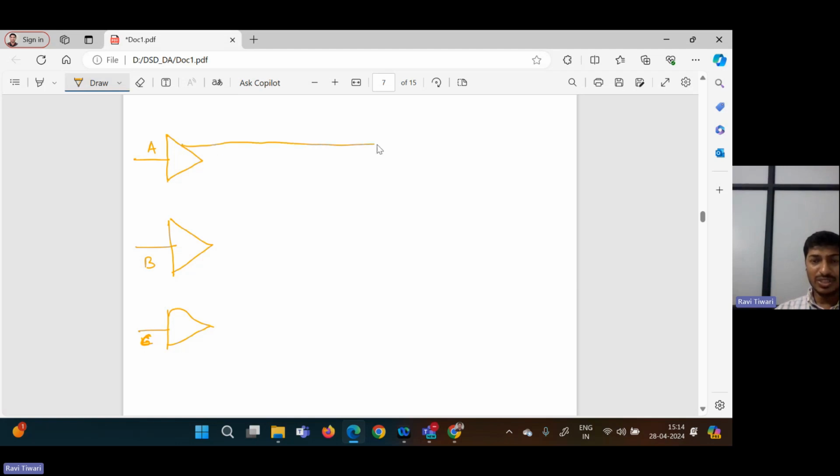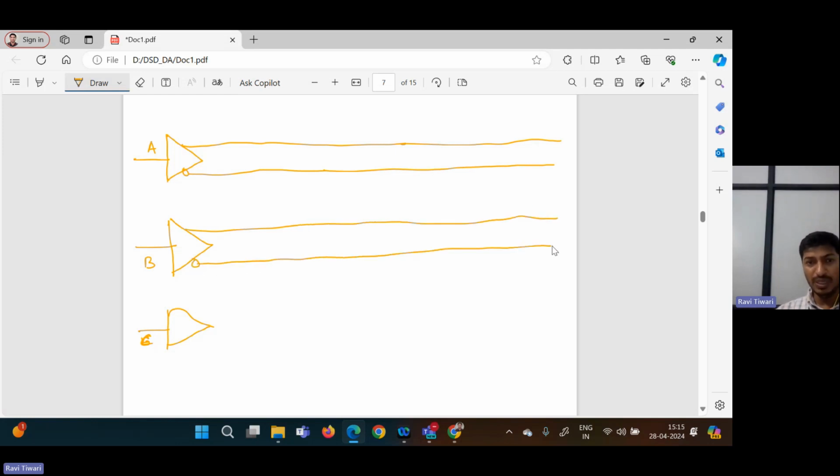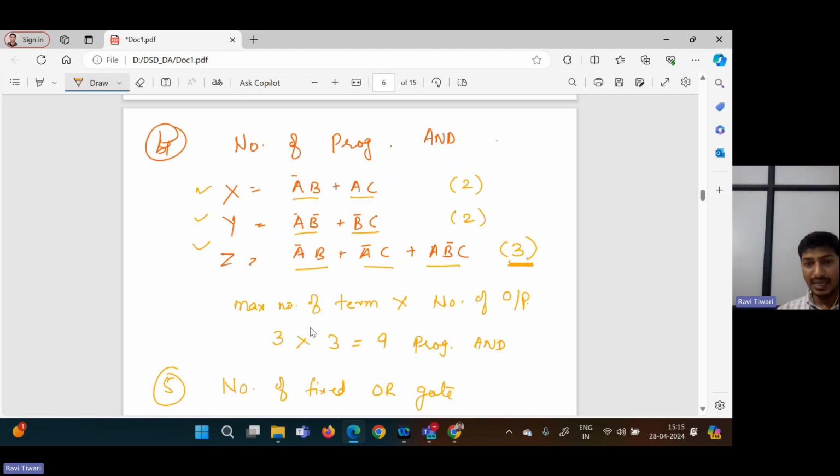And here one straight line will indicate the normal form of A, and with a bubble will indicate the complement form of A. Same thing here, the normal form, and this is the complement form that is coming from the bubble. This is the normal form of C, and if it is coming from the bubble, then it's a complement form of C.